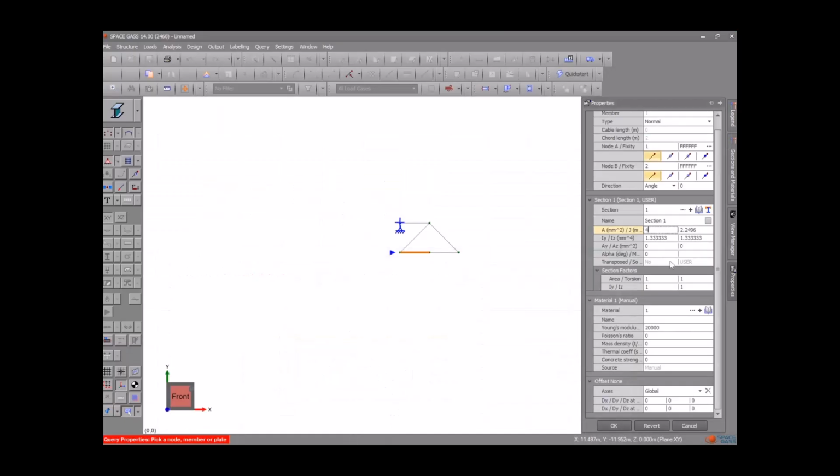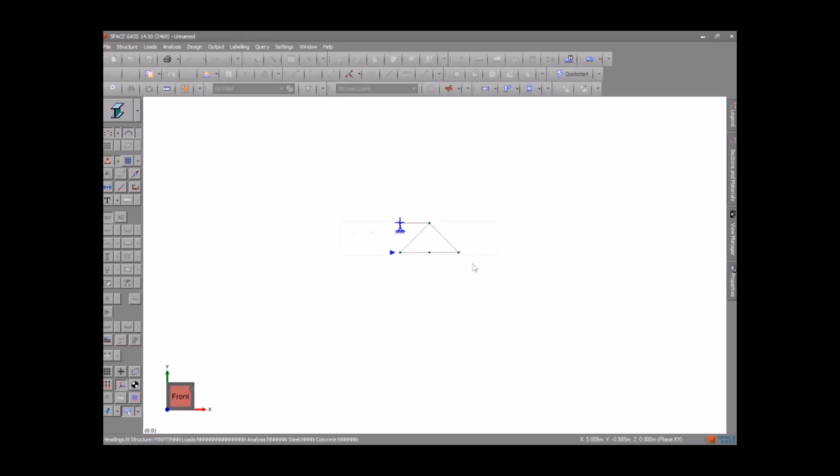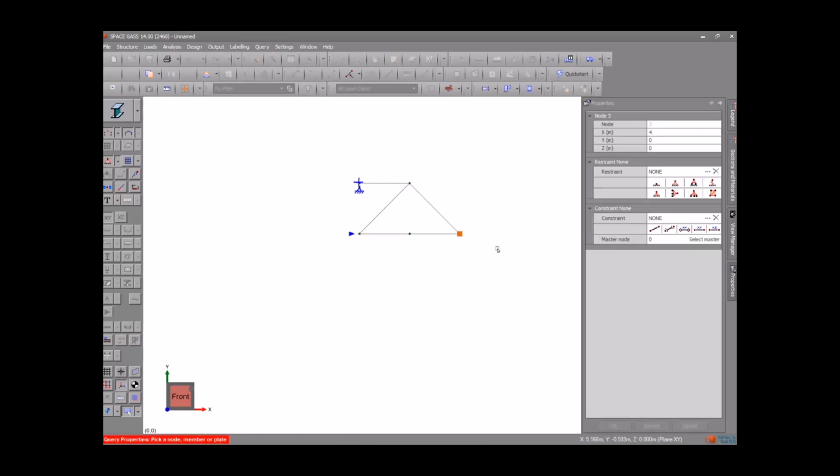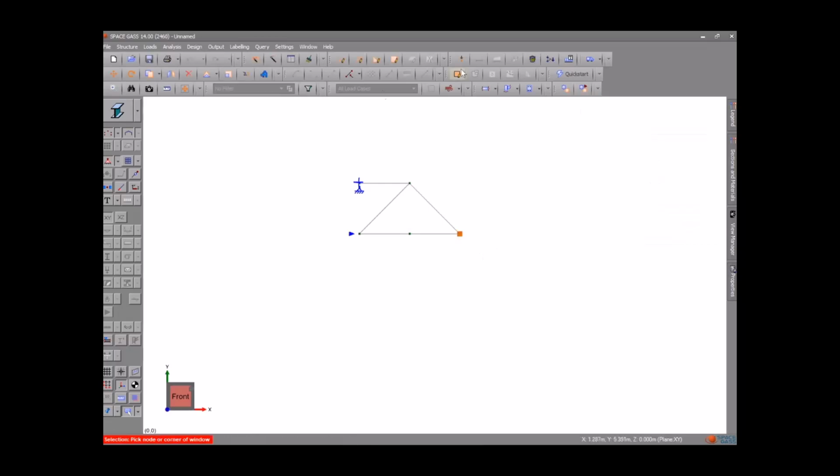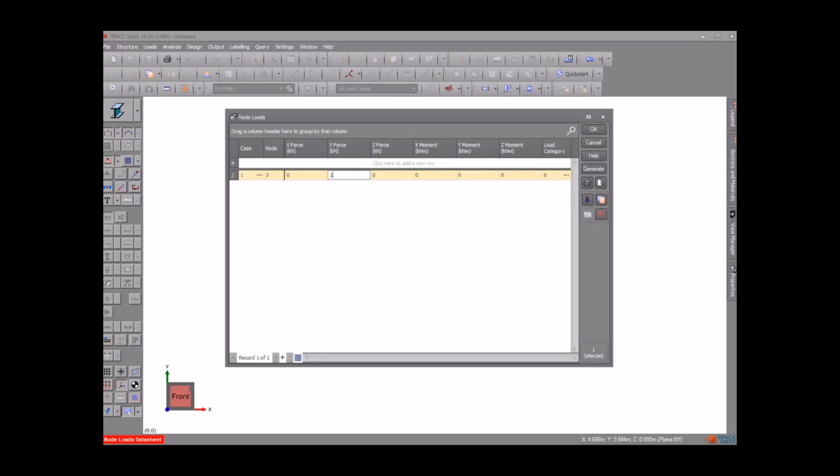So you have, by the way, this need to be changed. How much was that? 4,000. All right, so that's good. Now I'm just playing with the units. And then once you have this one, you have a load which is 100 kilonewton down, minus 100 kilonewton down. Hit OK.